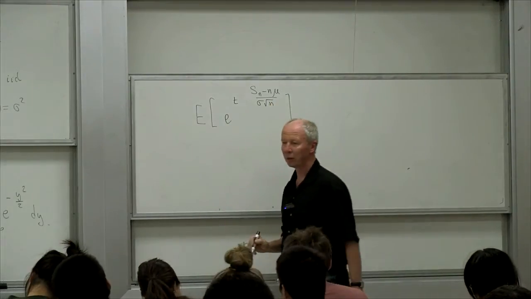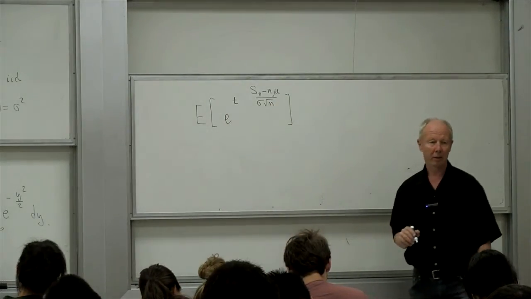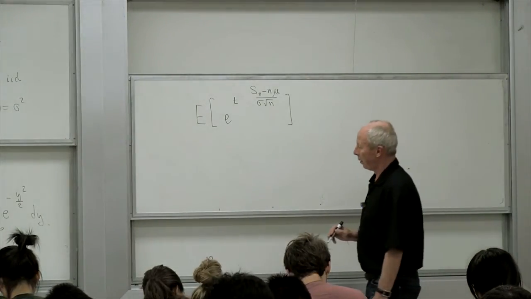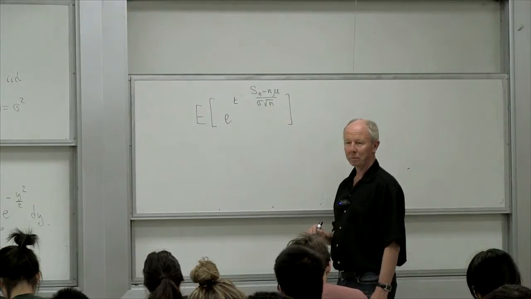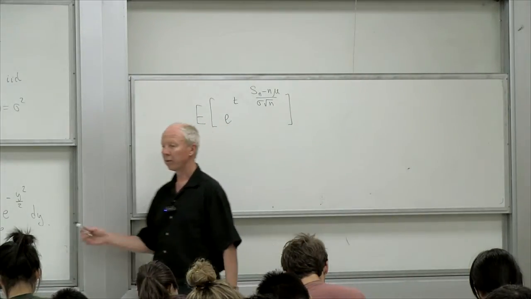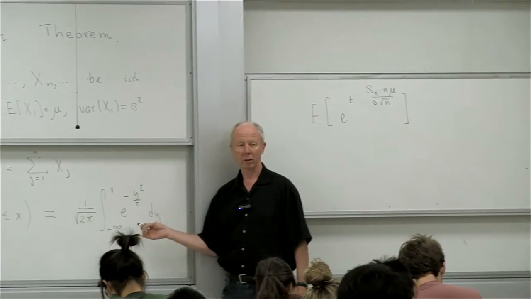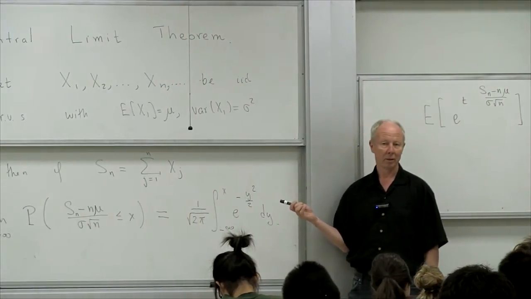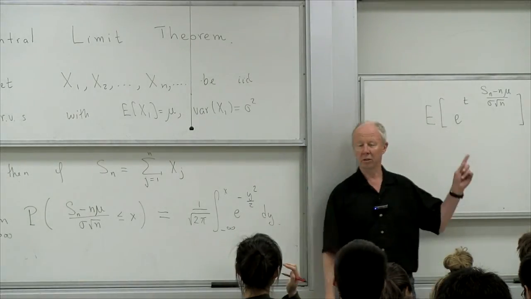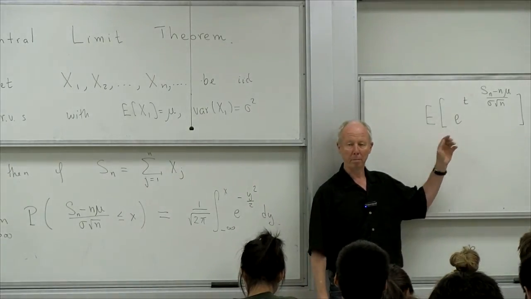Let's compute the moment generating function and see what happens to that. Okay. Do we know what the moment generating function is for the normal with mean 0 and variance 1? It's e to the t squared over 2. Let's see if this converges to e to the t squared over 2.